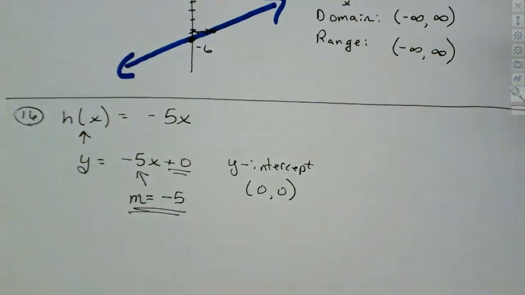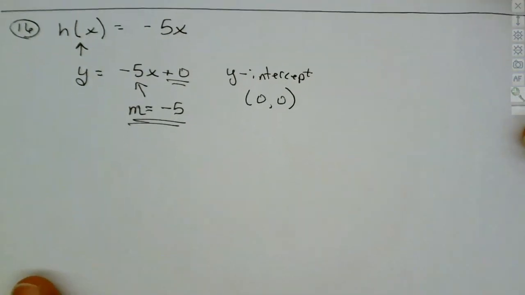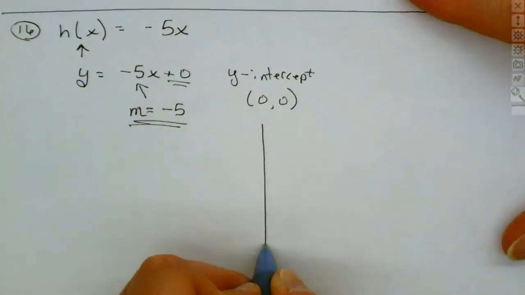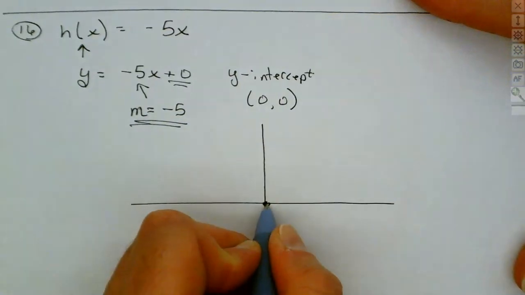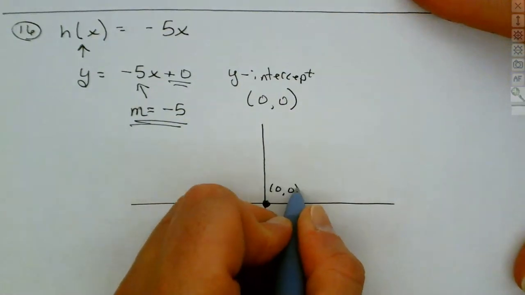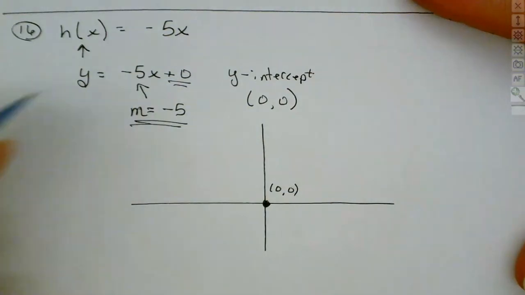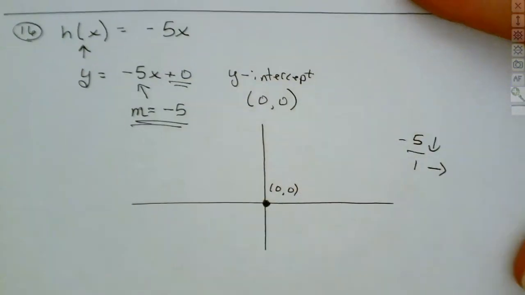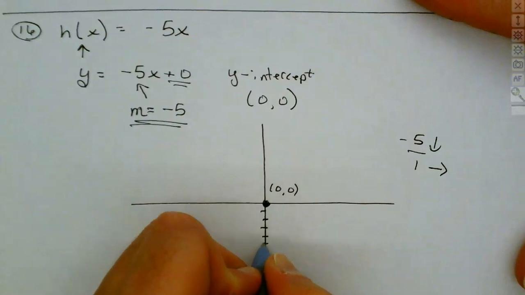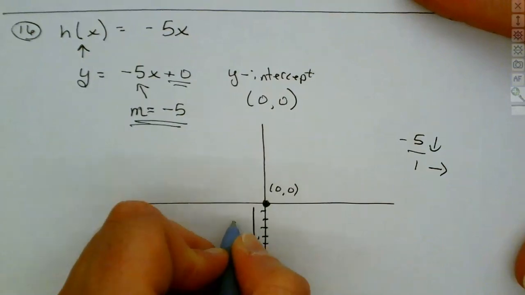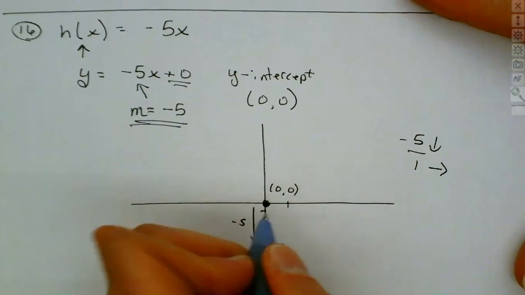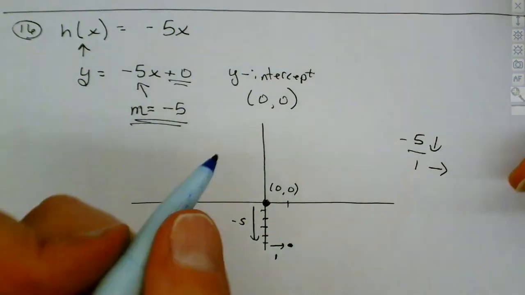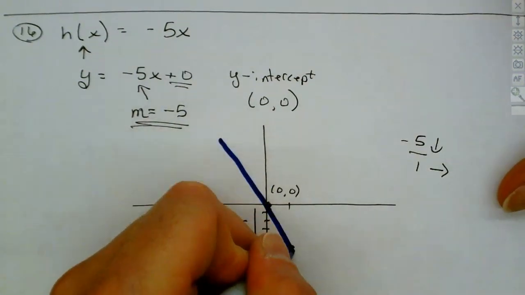All right, so we're going to start at 0, 0. And then my slope is negative 5. So how is that going to work? We plot our point right here at 0, 0. My slope is negative 5 over 1. So we go down 5 over 1. So down 5 units and over 1 unit. Make our new dot here. And then we connect them together.